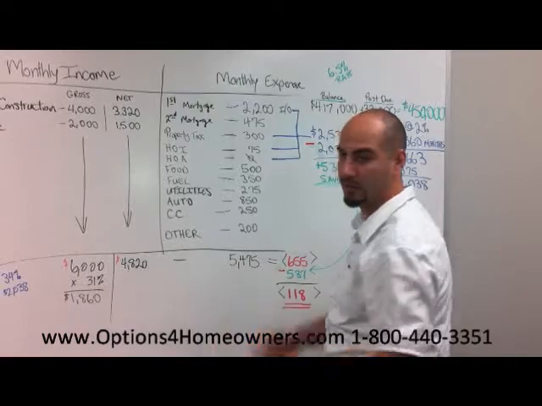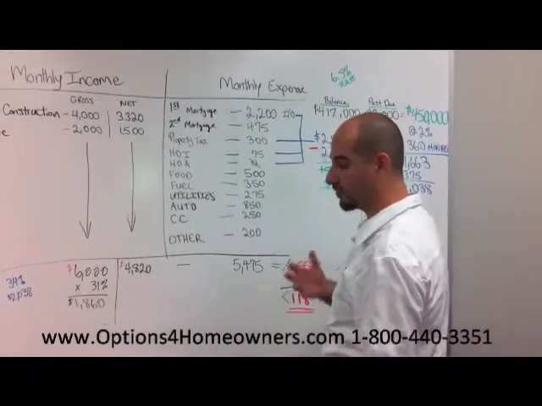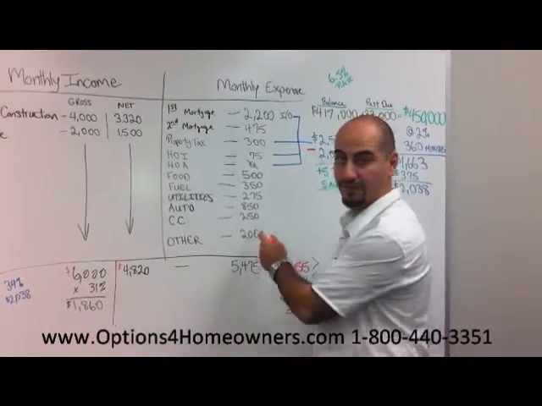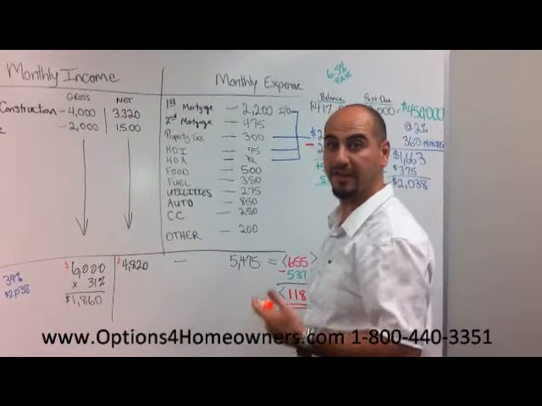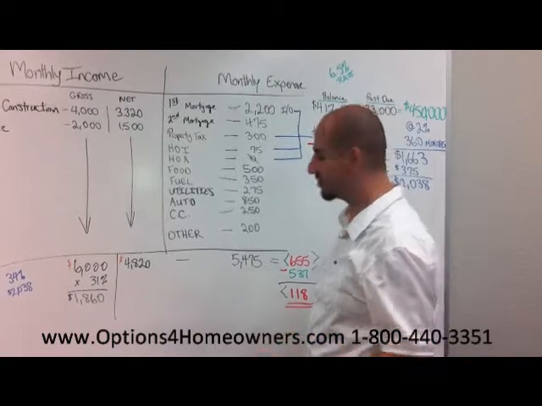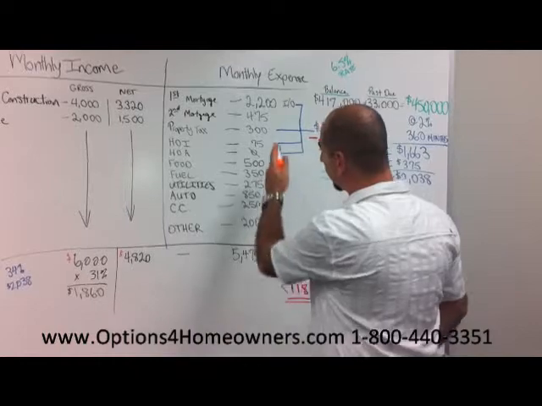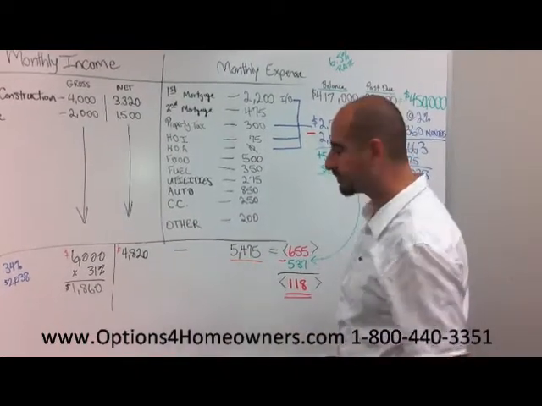Auto, say you have two car payments, or one car payment, estimate $850 a month. Your situation's unique. Credit card bills, person must be doing pretty good, $250 a month. Other expenses such as clothing, any union dues, school and work lunches, estimate about $200 a month for miscellaneous. So total expenses we have here in this scenario is $5,475.